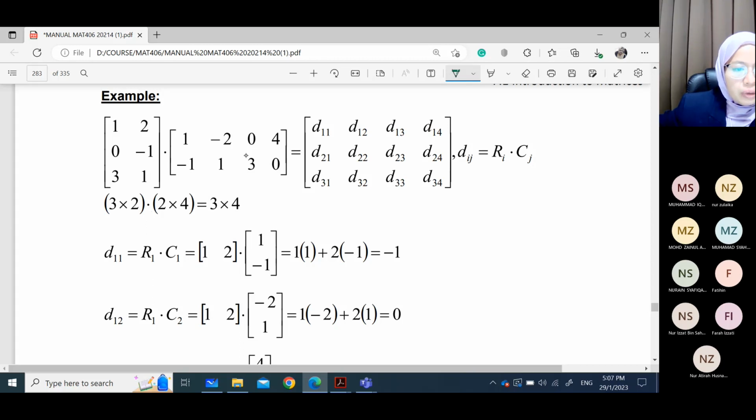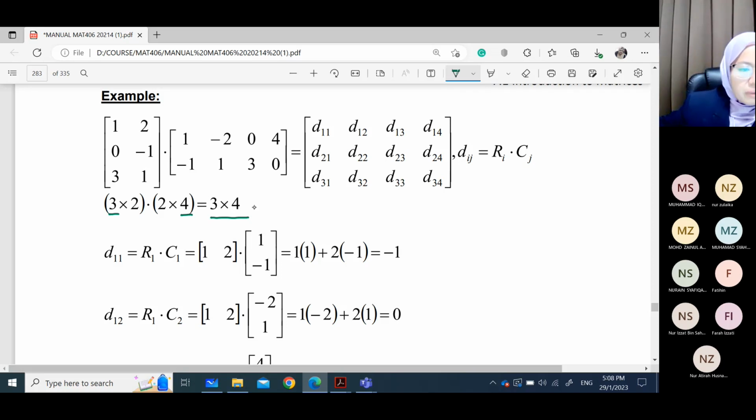And multiply with this matrix, which is 1, negative 2, 0, 4 and negative 1, 1, 3, 3, 0. So this matrix, dia punya size adalah 2 by 4. So dia ada 2 rows and 4 columns. So the size of the second matrix is about 2 by 4. Okay. So maknanya dia punya output adalah 3 by 4 matrices. Okay.